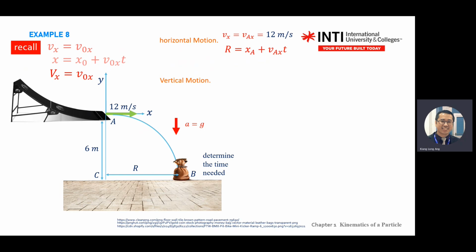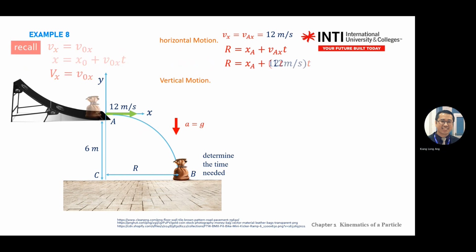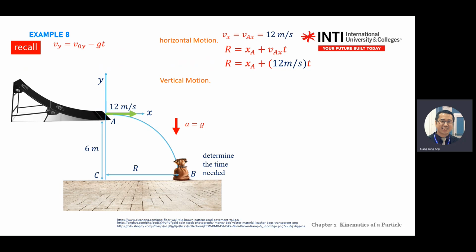XA means your X position at A over here. So you substitute the value, your R, or you can write it as BC or CB, same, as long as you have something that explains your diagram. Okay, so you substitute the values. Then you look at vertical. Vertical, you have another 3 equations. Pull out the 3 equations.